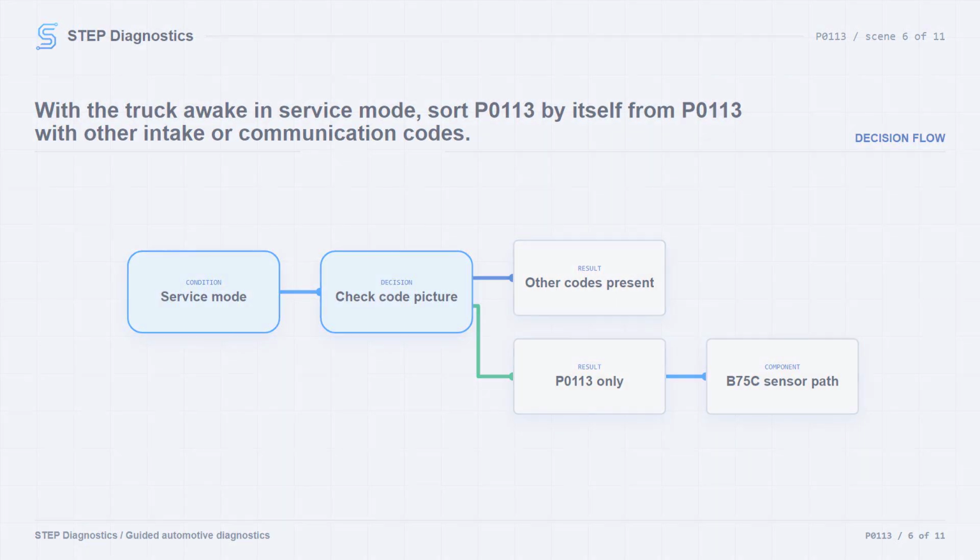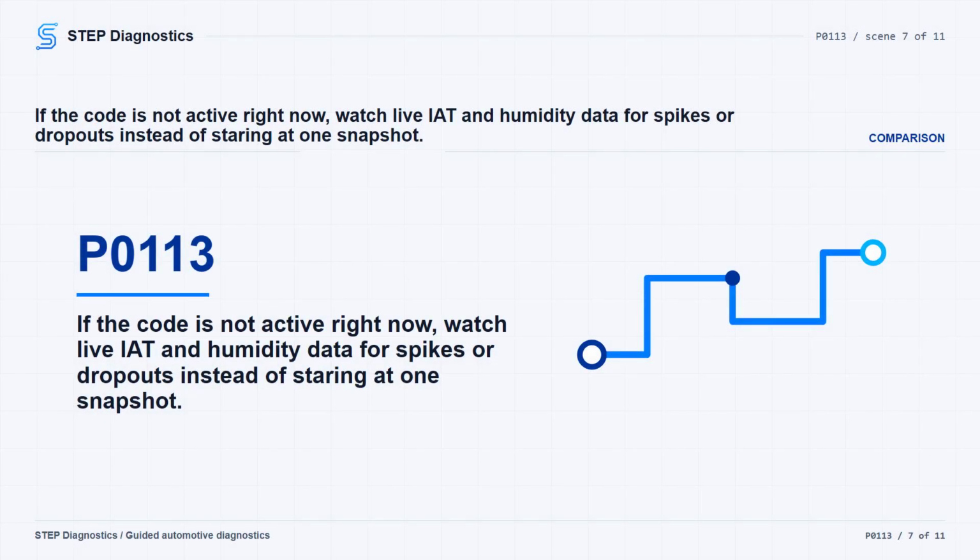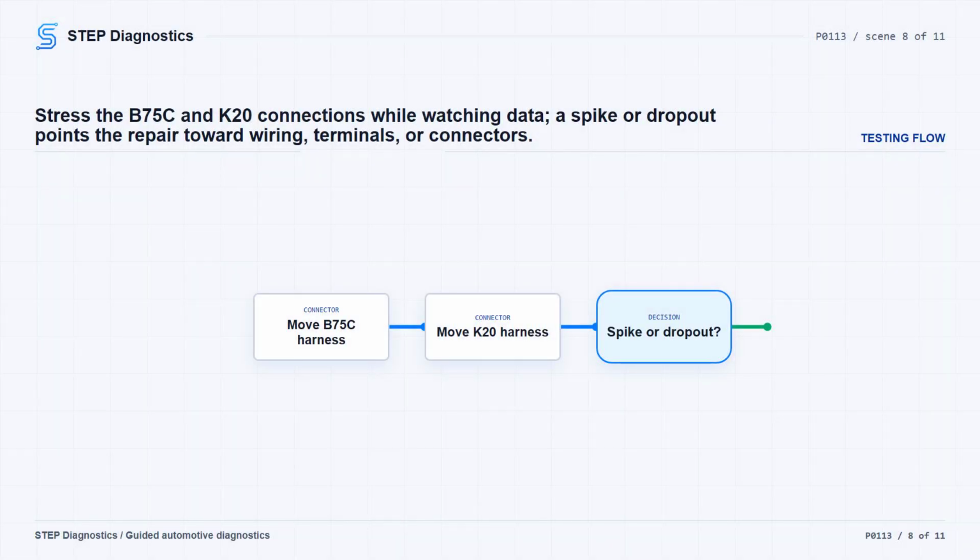If no code is set at the moment, watch the scan data for IAT sensor 1, IAT sensor 2, and the intake air humidity sensor. You are not just looking for a number, you are looking for a value that spikes or drops out. While monitoring those parameters, wiggle the harness and connectors at the B75C multifunction intake air sensor. Then do the same at the K20 engine control module. If a value spikes or drops out during that movement, repair the wiring, terminals, or electrical connectors as needed.